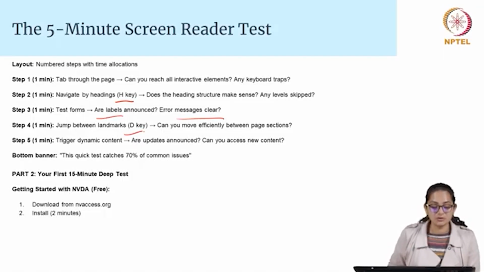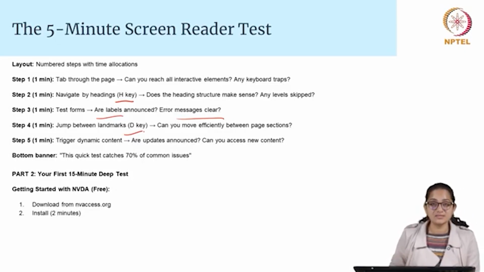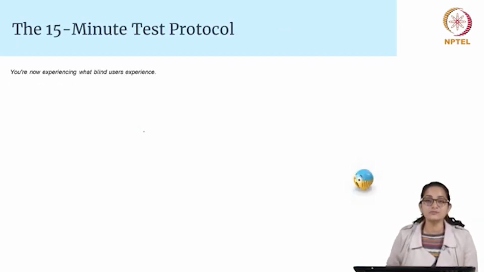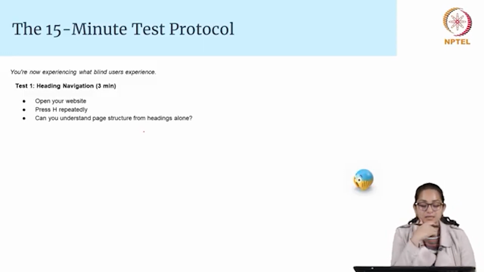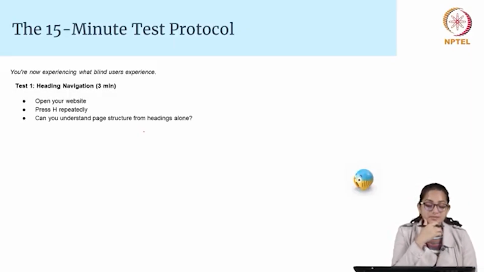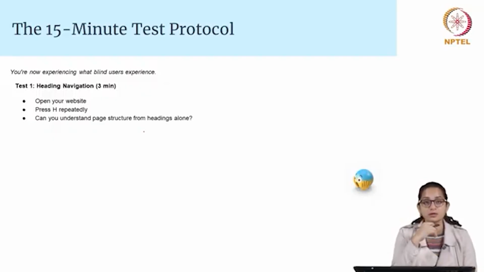You start by downloading NVDA, installing it, and then launching it. It says NVDA started. So what can be the protocol for this 15-minute deep test? Now you are able to experience what blind users are experiencing. So do these tests and take 15 minutes with your product. Test 1 is heading navigation. Open your website and press H repeatedly. Can you understand the page structure from headings alone?